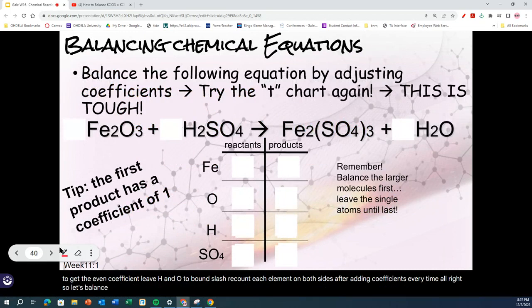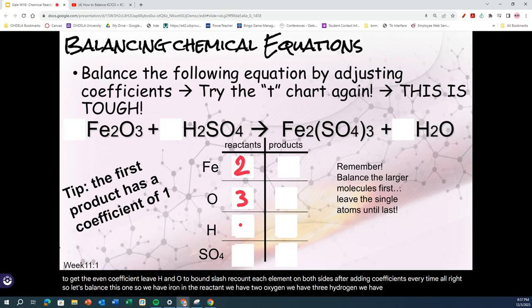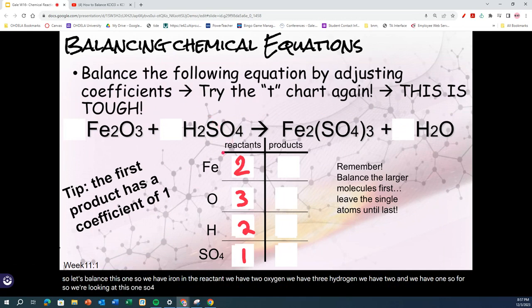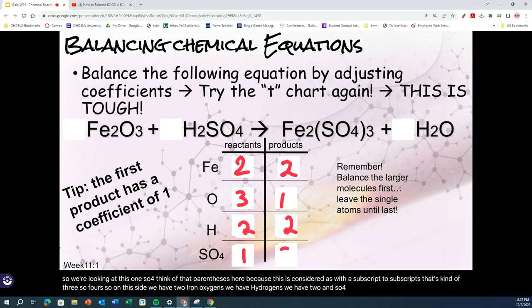All right, so let's balance this one. So we have iron in the reactant, we have 2. Oxygen, we have 3. Hydrogen, we have 2. And we have 1 SO4. So we're looking at this 1 SO4. Think of that parentheses here, because with a subscript, it's kind of 3 SO4s. So on this side we have 2 iron, oxygens, we have 1. Hydrogens, we have 2. And SO4s, we have 3.